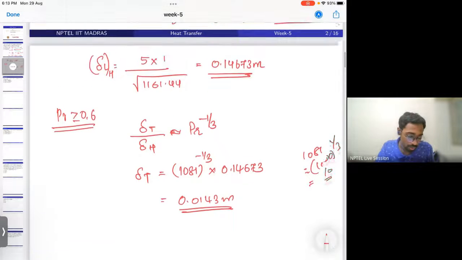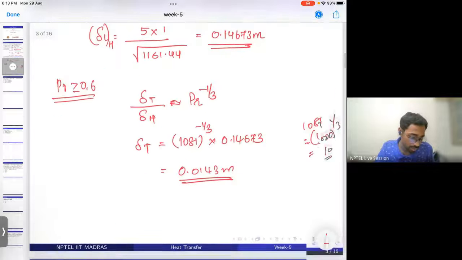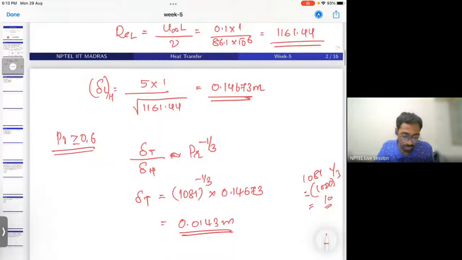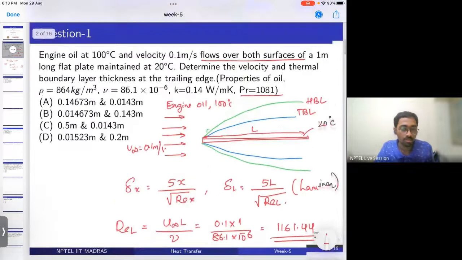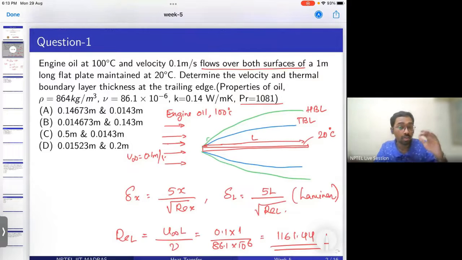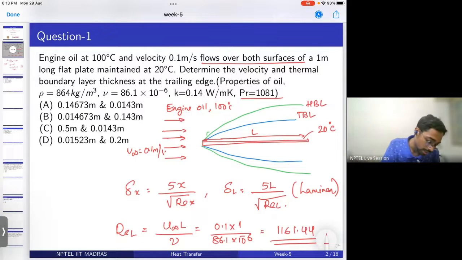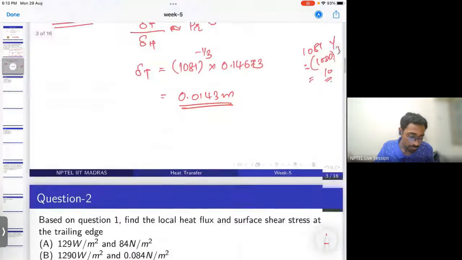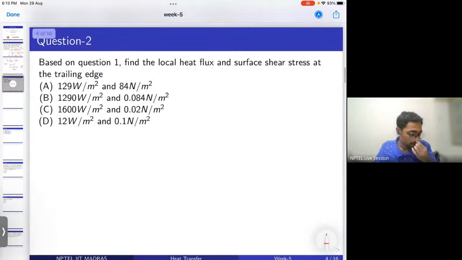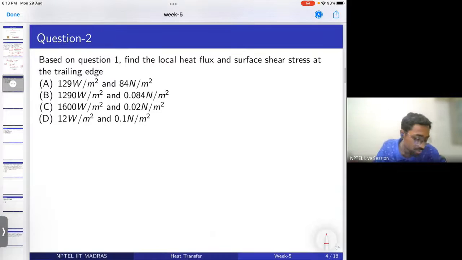Okay. So we can see the difference between the thermal boundary layer and the velocity boundary layer. The thermal boundary layer is 1 by 10th of the velocity boundary layer. So the correct answer is option A. Let's move on to the next question. This next question is also based on the first question.